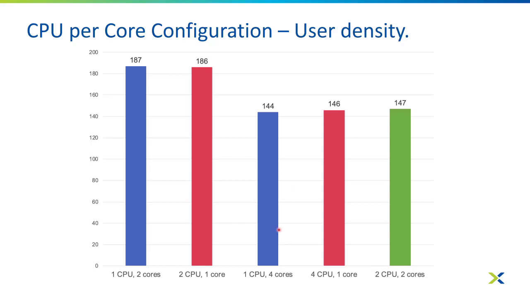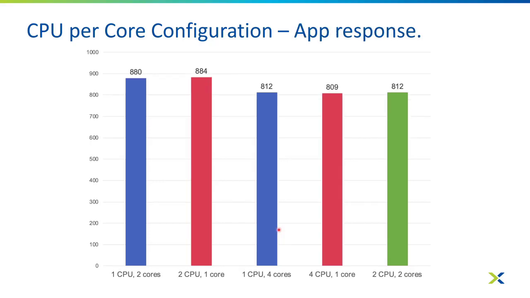So when you're confronted with the question, do I configure CPUs or cores? What's the best recommendation there? It doesn't really matter.